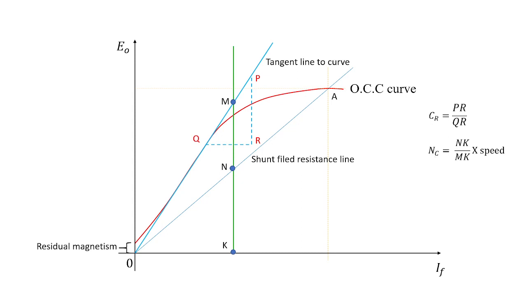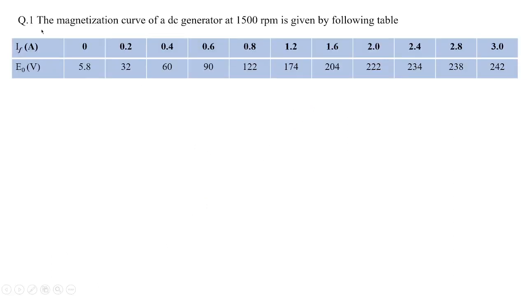In order to understand in a better way, let us go with the problem. In the first problem, the magnetization curve of a DC generator at 1500 RPM is given by the following table. You can see I_F in amperes and E naught, the armature voltage, tabulated here. For 0 it is 5.8, because of residual magnetism, and the current is increased from 0 to 0.2, 0.4, 0.6, 0.8, and so on. It goes till 3. Corresponding to this current, the voltage is obtained as 5.8, 32, 60, 90 respectively, and goes to 242.